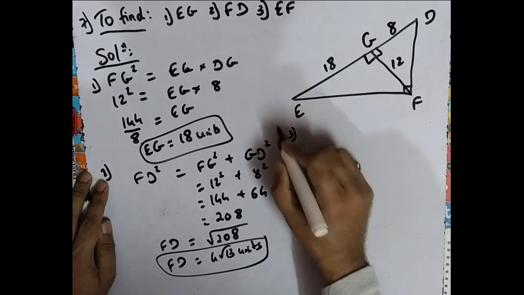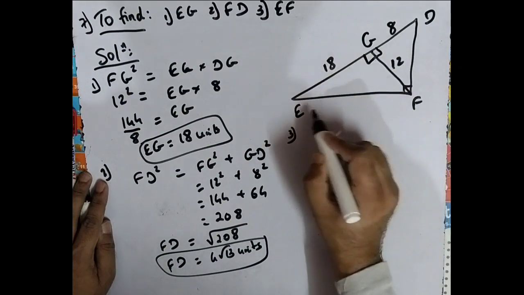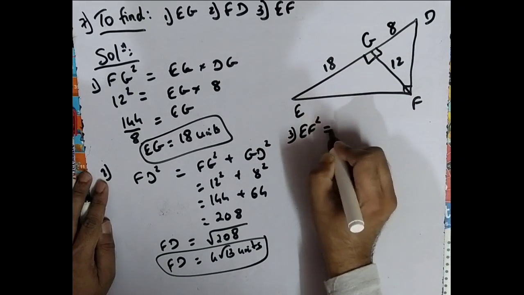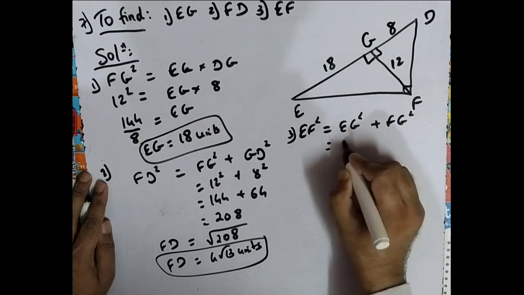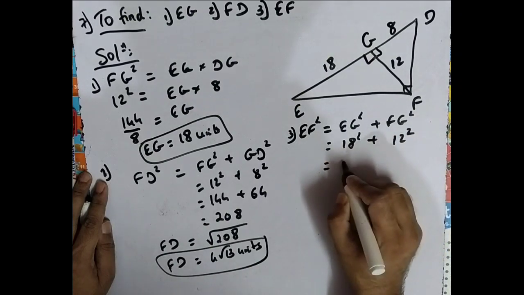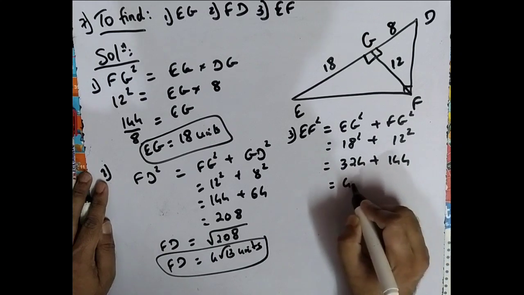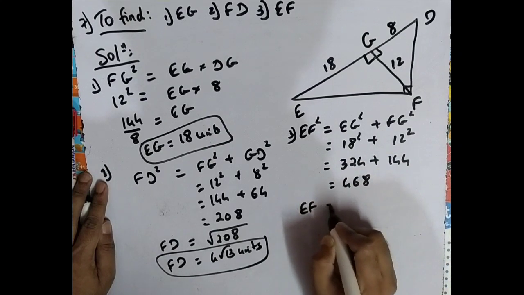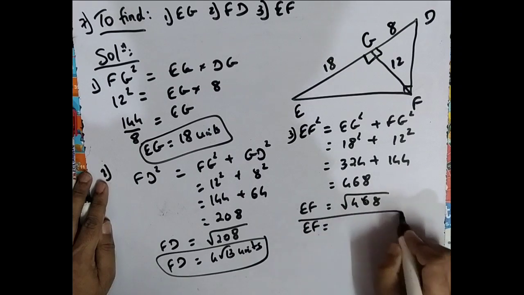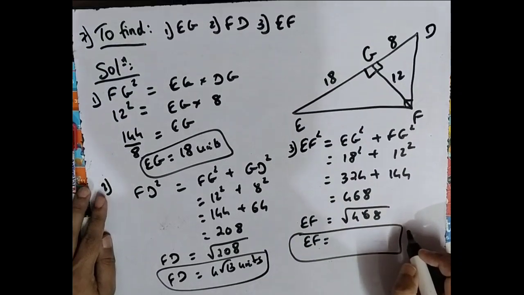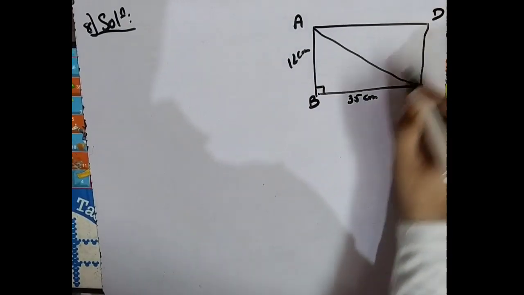Now we have to find out EF. So in right angle triangle FGE by Pythagoras theorem, EF square is equal to EG square plus FG square. 18 square plus 12 square. 18 square 324 plus 144, which will give you 468. So EF will become root 468. Get the answer of this on your own.